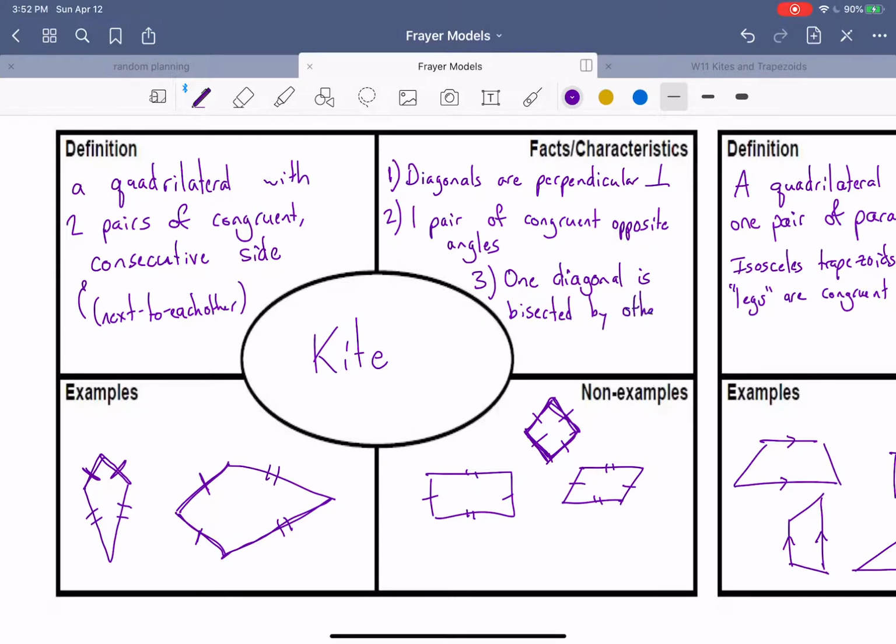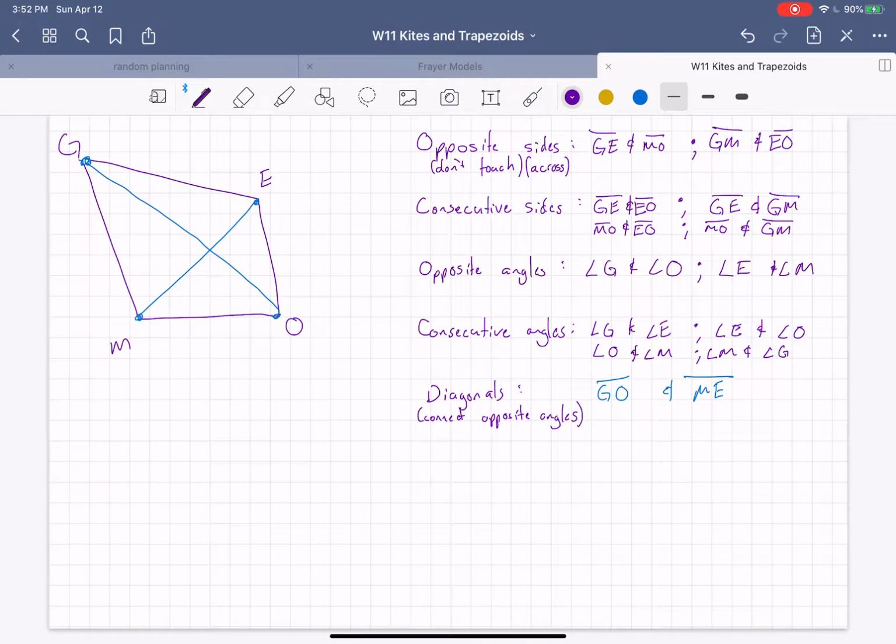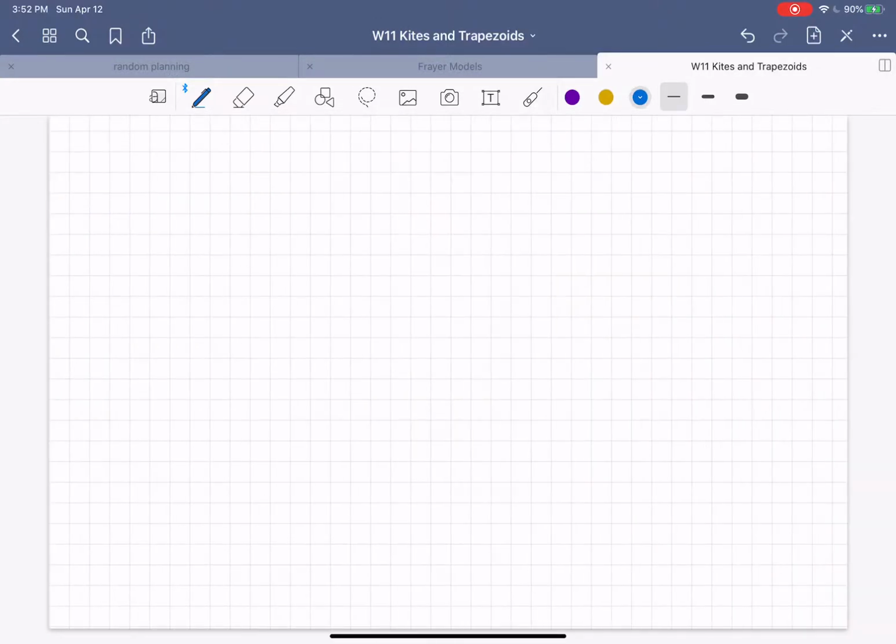So let's take a look back at our kite, and then let's look at this. So if I had drawn this correctly, our two diagonals would be perpendicular, right? One of these diagonals gets bisected, and then there are two angles here that are congruent. G and O definitely aren't congruent, but M and E are. So let's look at another example, and I'll try to draw this one more carefully.